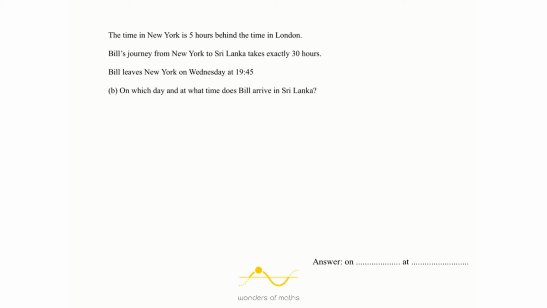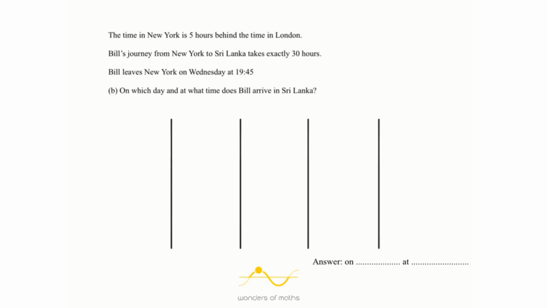In this question, we need to consider the time difference between New York and Sri Lanka, as well as the flight time. The column method becomes even more important now that there are 3 time zones. This time we have 3 columns, one dedicated to New York, one dedicated to London, and the other to Sri Lanka. Now we can note down their time differences. So it's 5 hours from New York to London, 4.5 hours from London to Sri Lanka, which makes it 9.5 hours from New York to Sri Lanka.